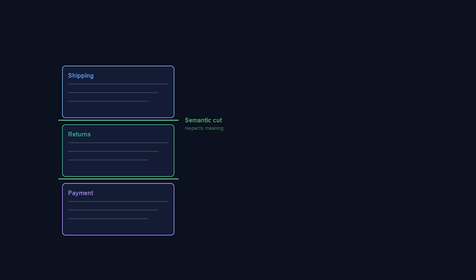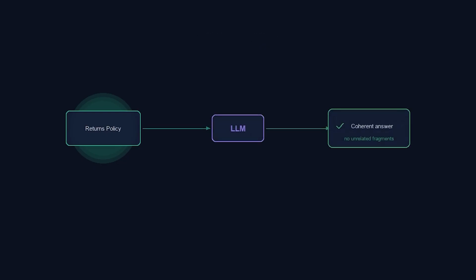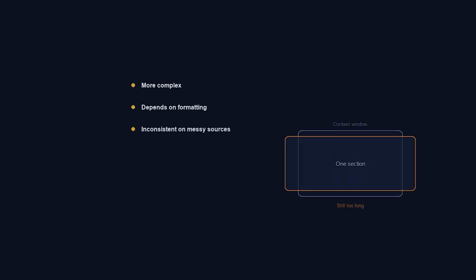The embedding represents one coherent concept, and the retrieved text is easier for the LLM to use. And the final answer is less likely to combine unrelated fragments. But semantic chunking also has trade offs. It is more complex. It may depend on document formatting, or it may behave inconsistently across messy sources. And sometimes one meaningful section is still too long.